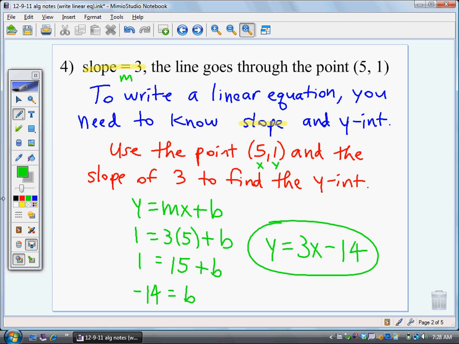And these are easy to check to see if they're correct or not. You can take the ordered pair 5, 1. Put 5 in where x is, put 1 in where y is, solve it, make sure you get a true statement. In this case you would: 3 times 5 is 15, 15 minus 14 is 1, you get 1 equals 1, and that works.